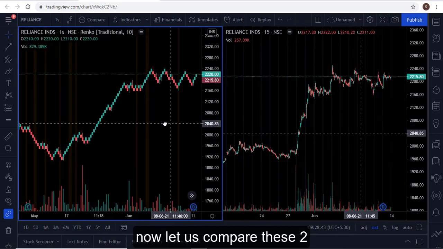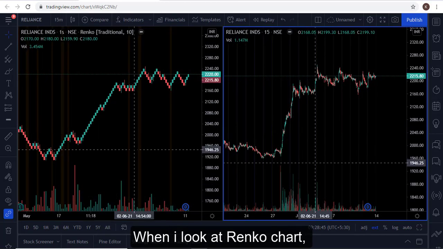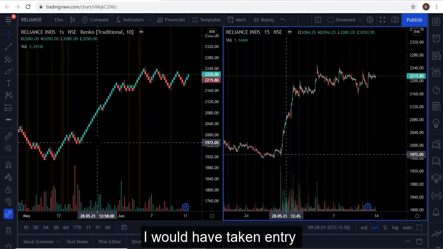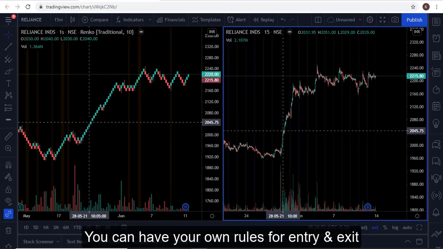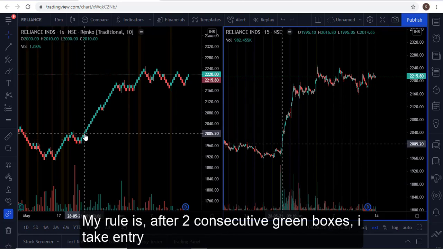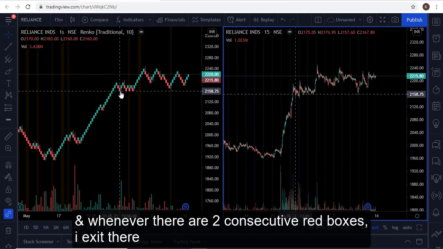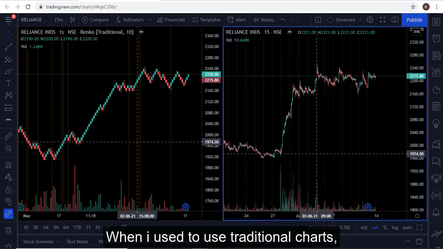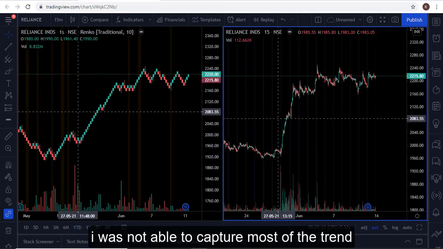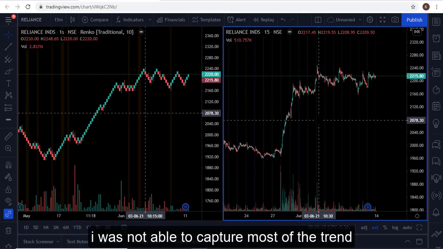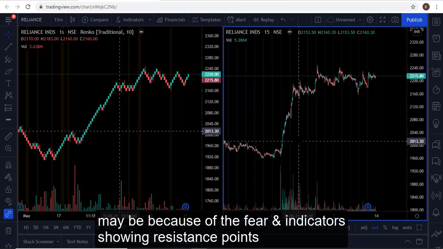Now let us compare these two. When I look at the Renko chart, I would have taken entry. You can have your own rules for entry and exit. What I use is, after 2 consecutive green boxes I take entry, and whenever there are 2 consecutive red boxes I exit. So my rules are very simple. I do not use any indicator in it.